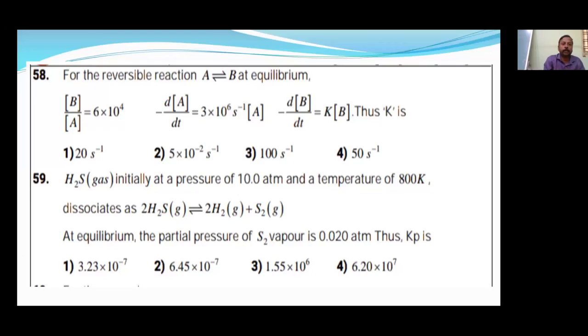Okay, next question. For the reversible reaction, concentration of B by A is given. It is just by using chemical kinetics. So minus dA by dt is equal to the forward direction. By using this we can say it is the forward direction, and by using this we can write the backward direction. Writing both concentrations, you will understand the equation. I will be doing it on the whiteboard. Let us wait.